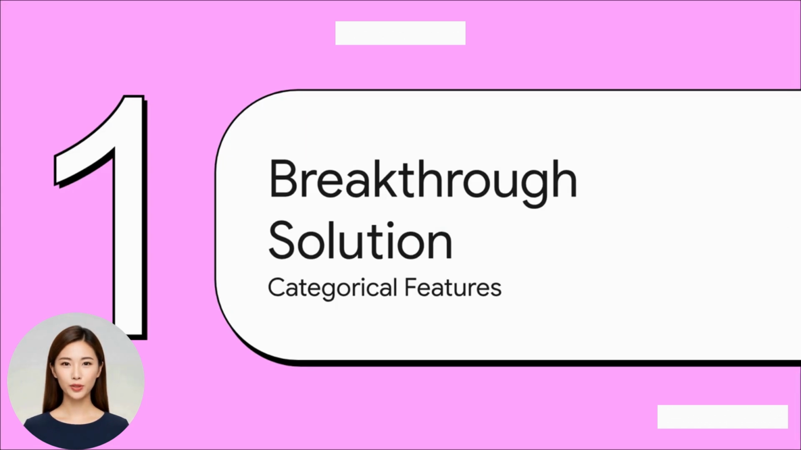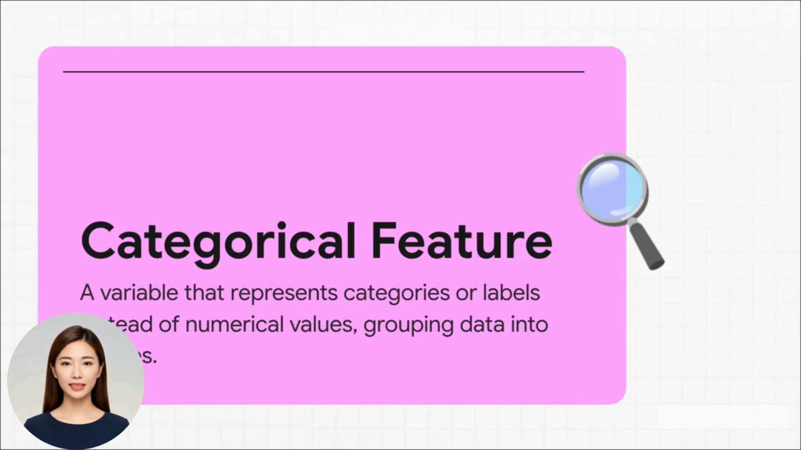And this leads us right to the breakthrough solution. We need to handle this data properly by treating it as what it is, a categorical feature. This is the absolute key to unlocking all that valuable information hidden in our text data. So what exactly is a categorical feature? It's really simple. It's just a variable that holds labels instead of numbers. Think of it like putting data into different buckets or groups, like fairy tale or pie type. The point isn't to measure how much of something there is, but just to classify it.